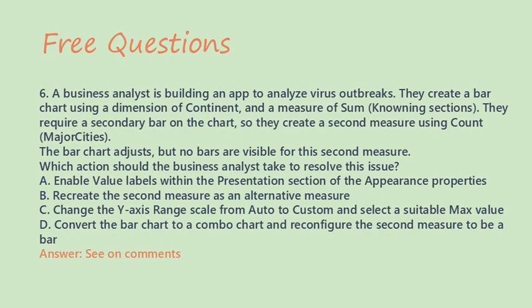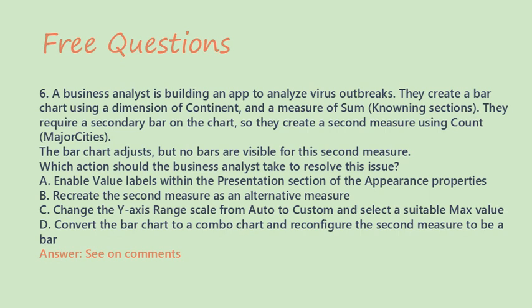6. A business analyst is building an app to analyze virus outbreaks. They create a bar chart using a dimension of continent, and a measure of sum, known sections. They require a secondary bar on the chart, so they create a second measure using count, major cities. The bar chart adjusts, but no bars are visible for this second measure. Which action should the business analyst take to resolve this issue?